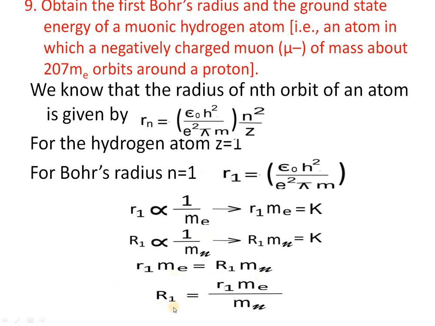Now, using this relation, we will get R1 prime equal to R1 into me divided by m mu. Now, m mu is 207 times me. R1 is the radius of the first orbit of the hydrogen atom, what we call Bohr's radius. So if we substitute, we will get the Bohr's radius of the ground state of the muonic hydrogen atom. That is what we are going to do now. R1 prime is equal to R1 into me divided by m mu, as we know.